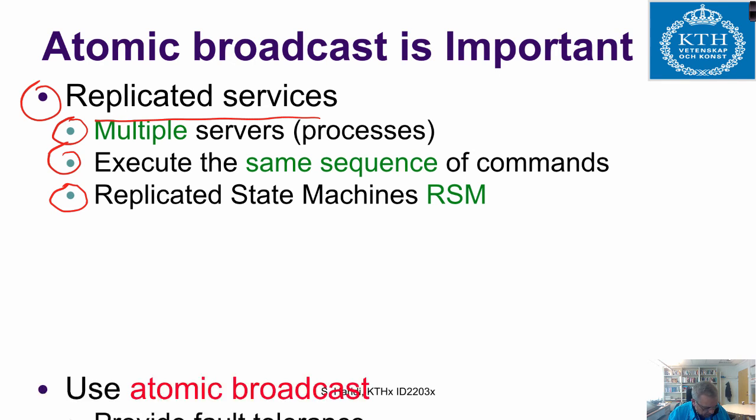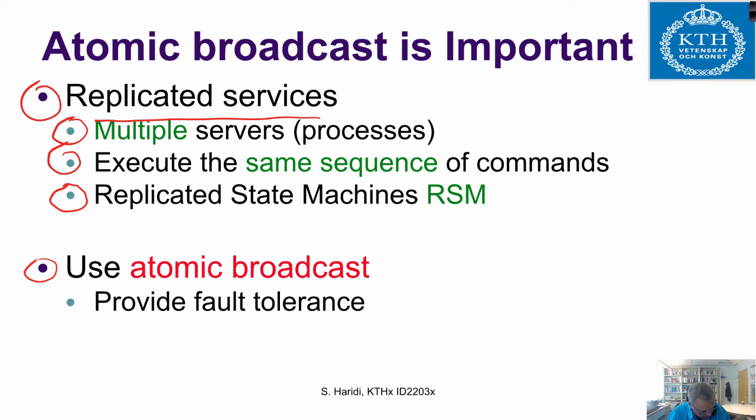In fact, a replicated state machine can be implemented using atomic broadcast, and it's very easy to see. The commands will go through an atomic broadcast abstraction, and so they will be delivered to the servers in the same order, and therefore the servers will execute the commands in the same order. And it's used to provide fault tolerance. If some of these machines fail, the others can continue. Very good. So here we just described the importance of consensus.